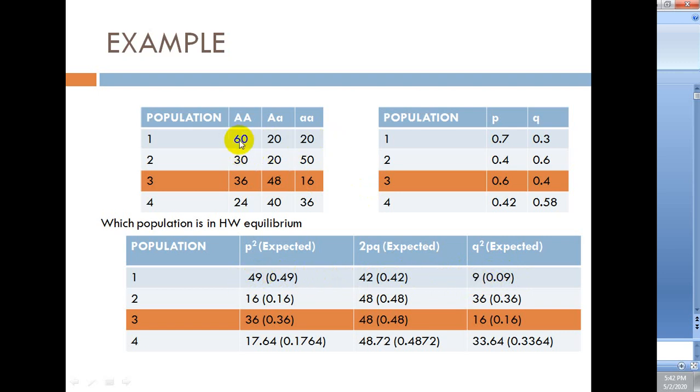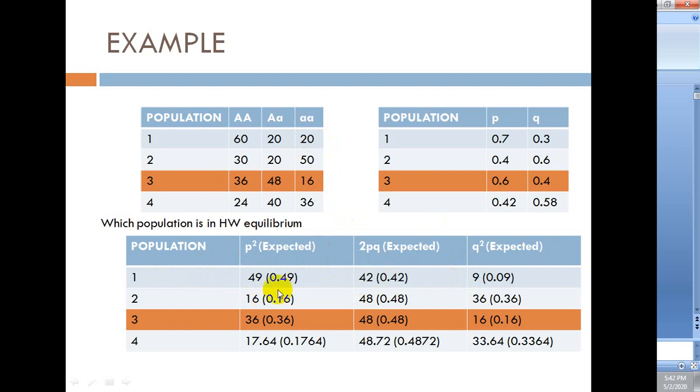Now, if you look at the expected genotypes and the observed genotypes, there is a lot of variation. The homozygous dominant is 60 here and here it is 49, and the homozygous recessive is 20 here, but here it is 9. So the first population is not in HW equilibrium.